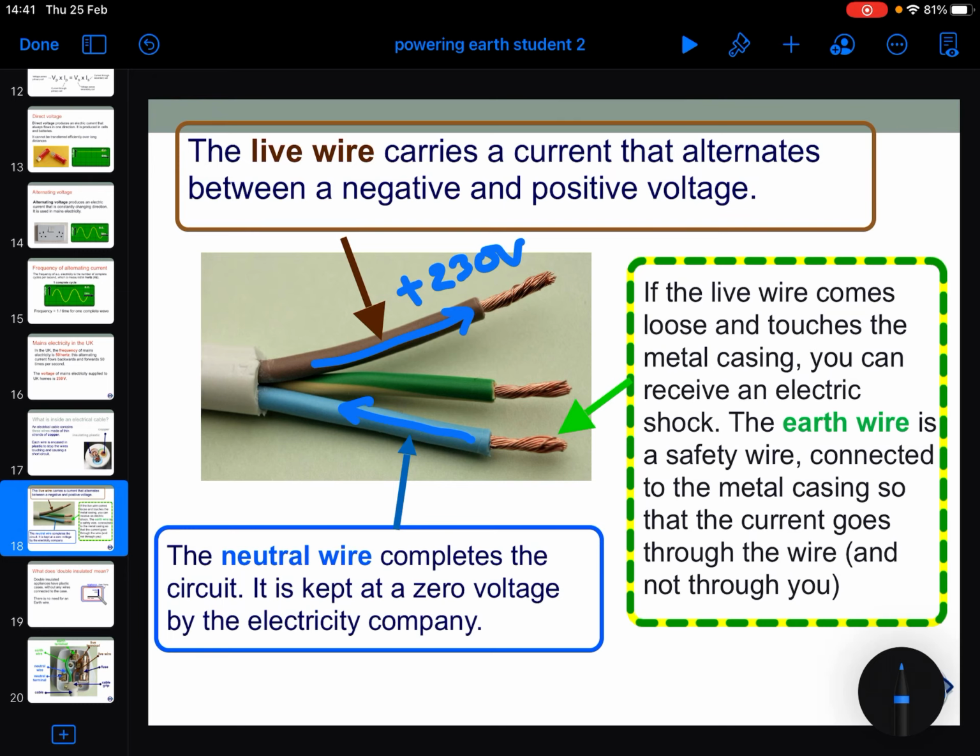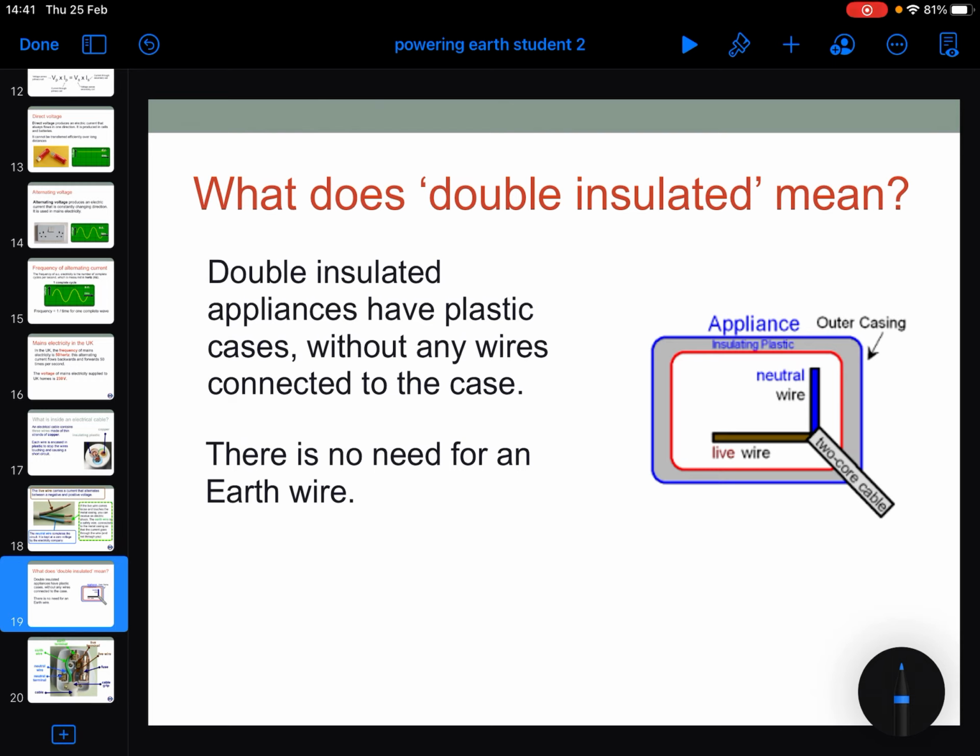You don't always need an earth wire. If you have a plastic appliance, we refer to it as being double insulated. And so you don't need the earth wire because the current will never get to the person. If they touch the outer casing, that is plastic, and it will not let the current flow through. So then you don't need that earth wire.